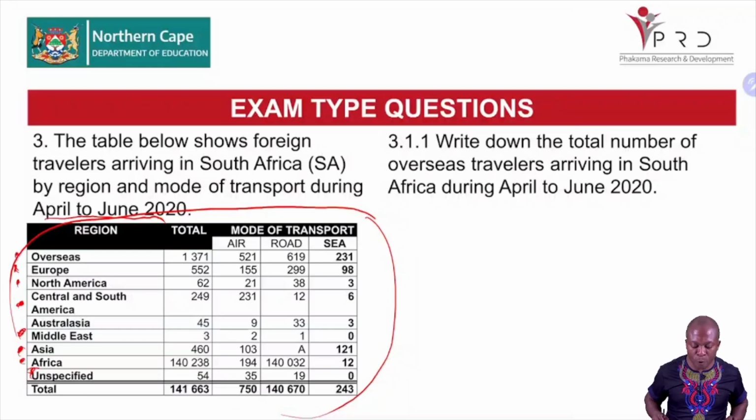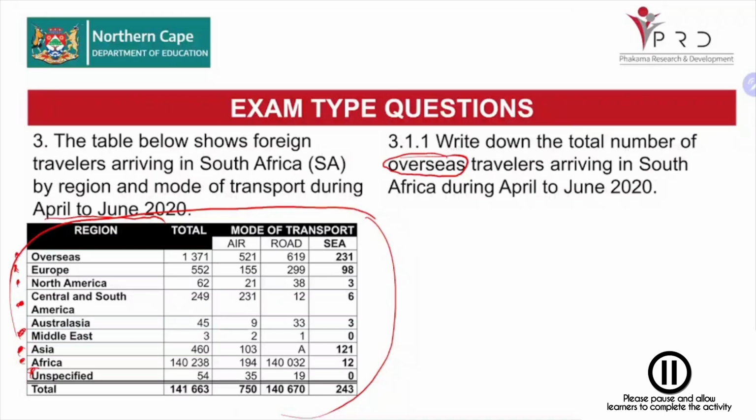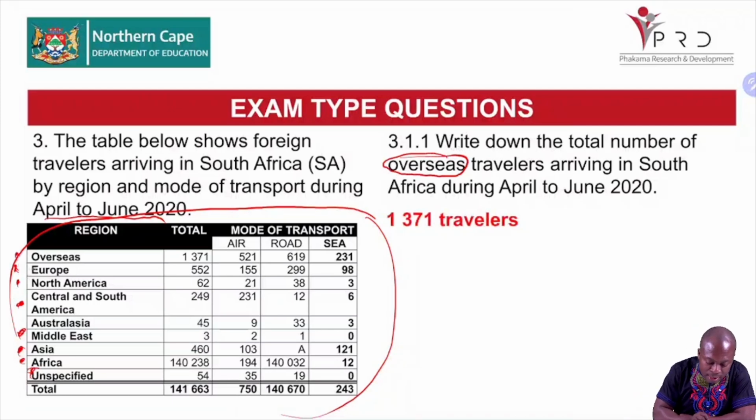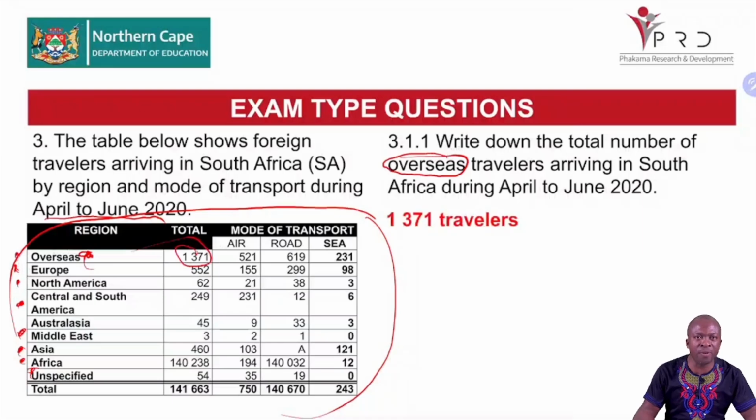Write down the total number of overseas travelers arriving in South Africa during April to June 2020. So write down your answer so that I can show you mine. 2 minutes, quickly, learners. Okay, welcome. So this is what I wanted you to write. Can you see overseas? So you go to overseas and you write the answer that you see. You are interpreting documents that you have been given.